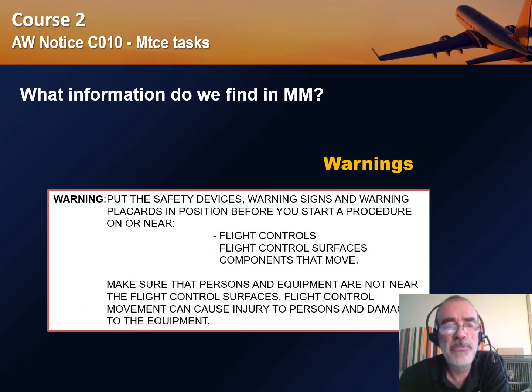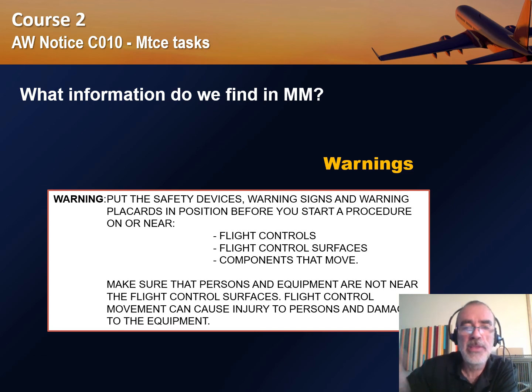It will also give you warnings, things that need to be done to prevent any accidents or incidents. So for example, put the safety device warning signs and warning placards in position before you start the procedure, on or near the flight control surfaces and components that will move. This is in order to prevent personal injuries, for example.